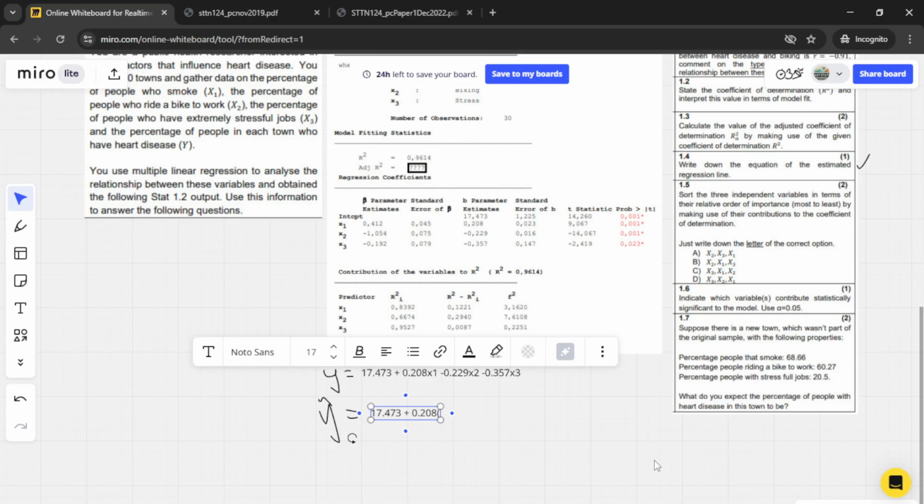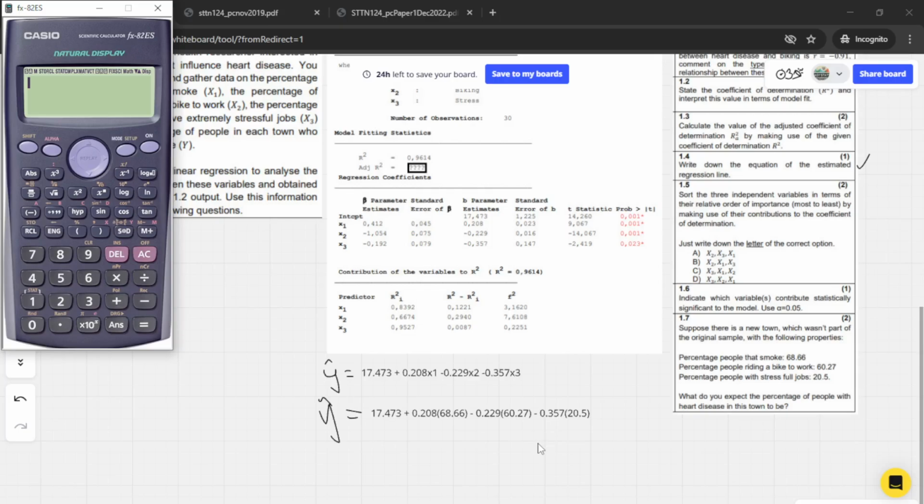68.66. So into 68.66, you close bracket, and then you say minus 0.229 multiplied by x2, which is 60.27, and then you say minus 0.357 multiplied by 20.5, then you close your bracket. So that is how you substitute this, and then now you go to your friend the calculator and ask for the answer.